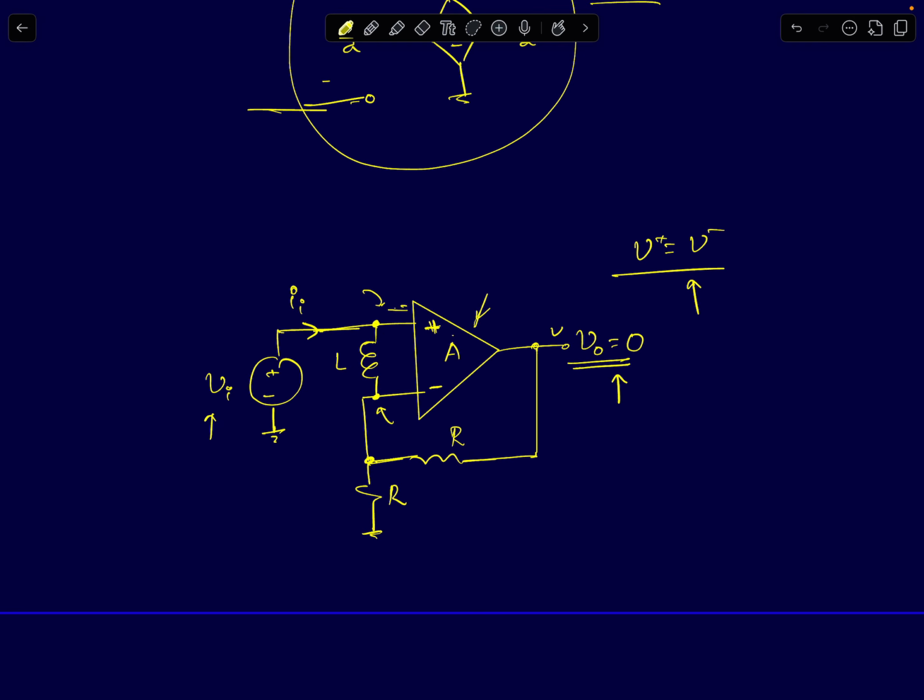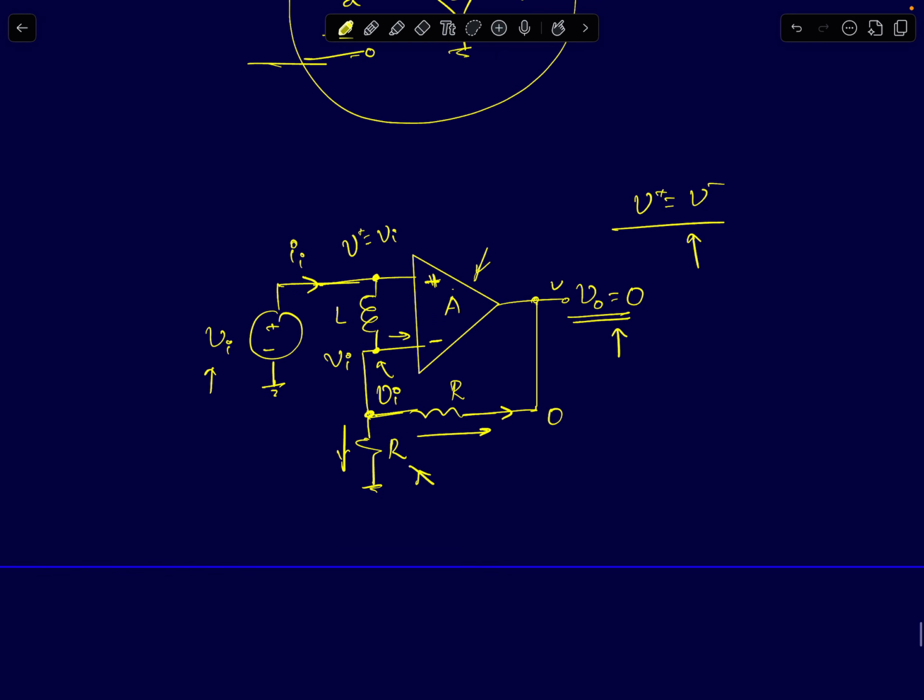Now we know the ideal op-amp is generally assumed to be of infinite impedance, so the op-amp will not consume any current. So if this node voltage is at Vi, V plus is at Vi, V minus will also come to Vi because of the inductor. Therefore a current of Vi by R will flow through this resistor. Now since the output is at 0 volts and this node voltage is at Vi, a current of Vi by R will flow through the resistor in the feedback path.